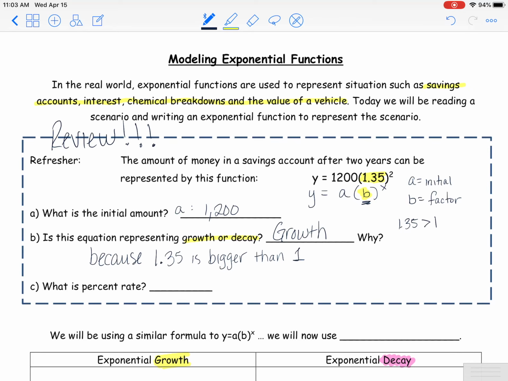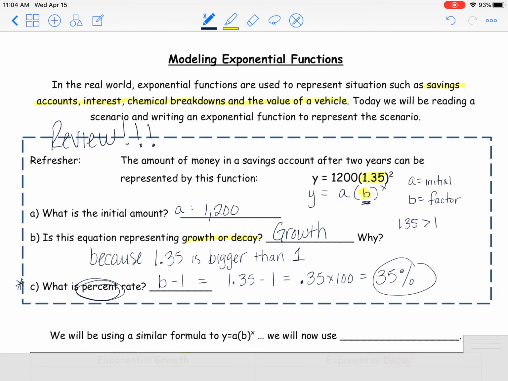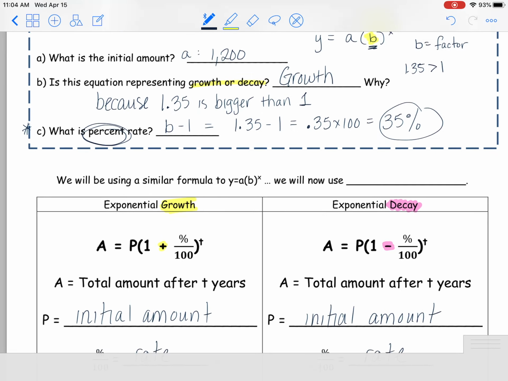So to find the percent rate, this is kind of the hardest one to do. So what you got to do is you got to take your b value and subtract 1 from it. So in this case, we have 1.35. And when we subtract 1, if you do it in your calculator, you should get 0.35. But again, it's asking for a percent, so you multiply that by 100. So it's growing at a rate of 35%. That's just a quick review and overview of what we did in those last couple lessons. So if you need a refresher, I would go back and rewatch those videos.